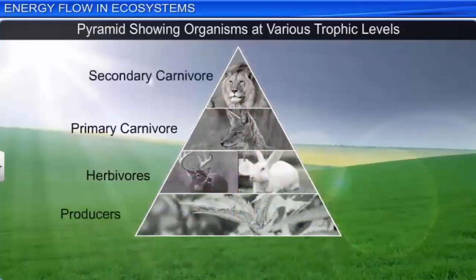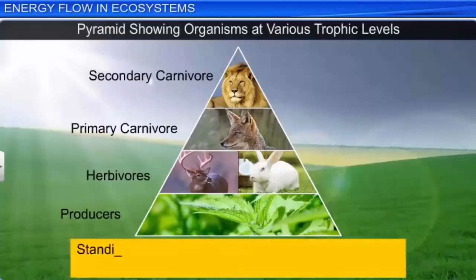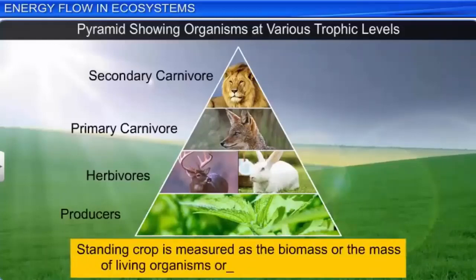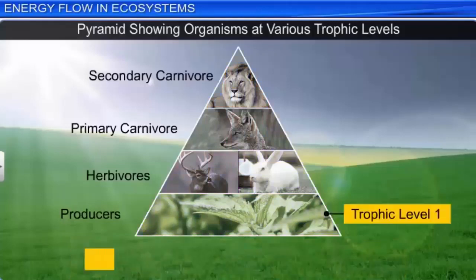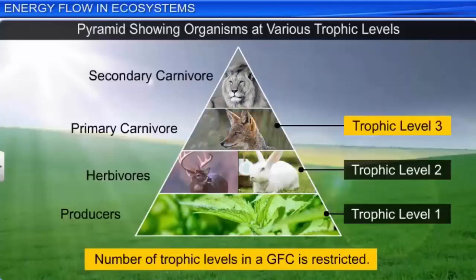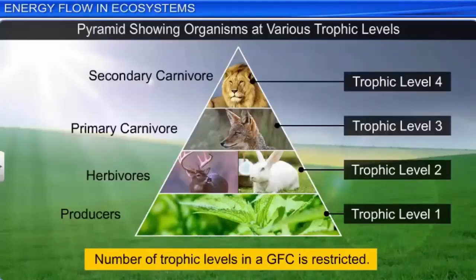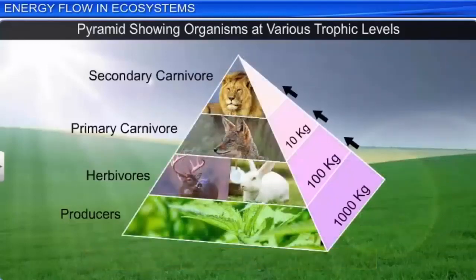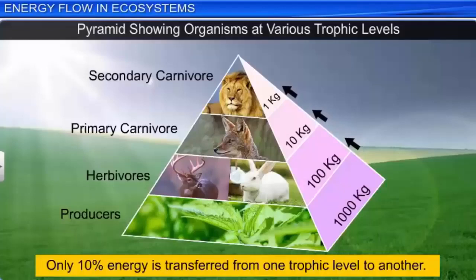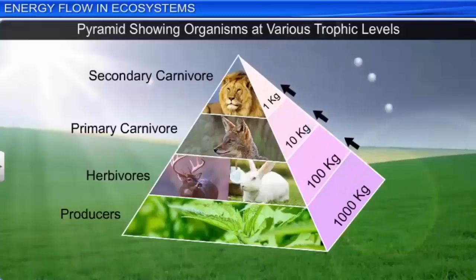In addition, each trophic level has a certain mass of living material at a particular time, known as standing crop. It is measured as the biomass or the mass of living organisms or the number in a unit area, and is expressed either as fresh or dry weight. However, the number of trophic levels in a GFC is restricted and is anywhere between 3 and 5. This is because the transfer of energy follows a 10% law. That is, on average, only 10% of energy is transferred from one trophic level to another, while the rest is used up for metabolic activities of individuals or is lost as heat.